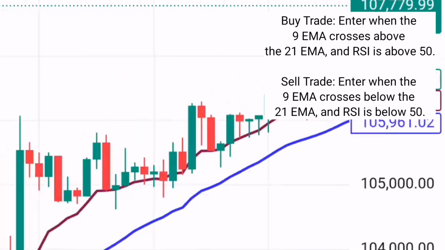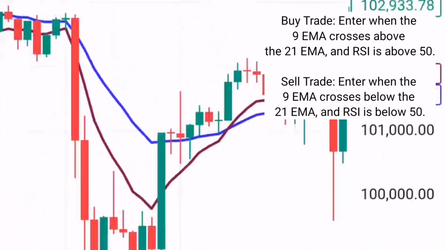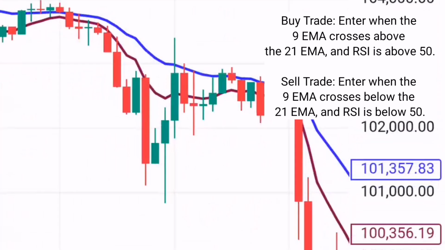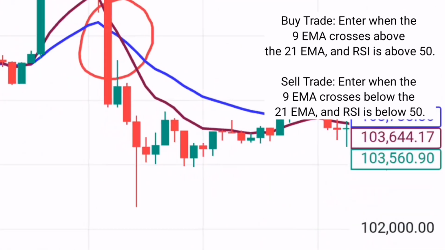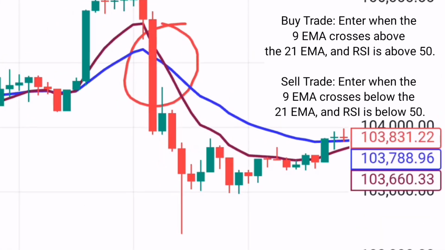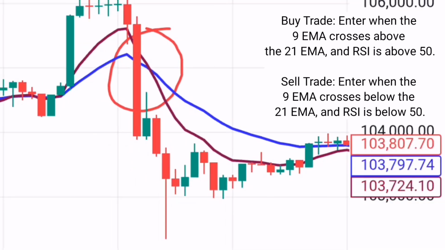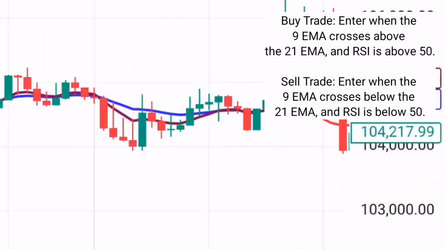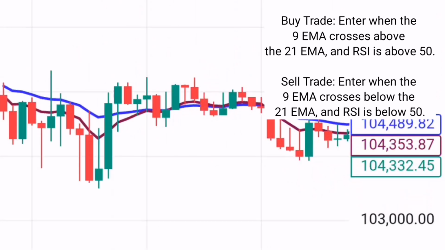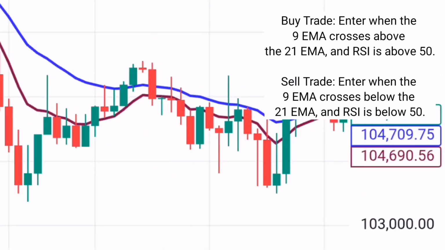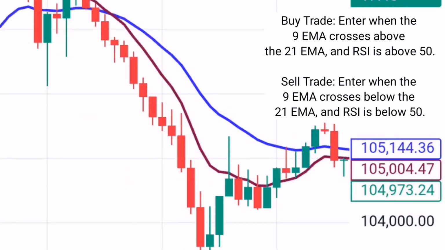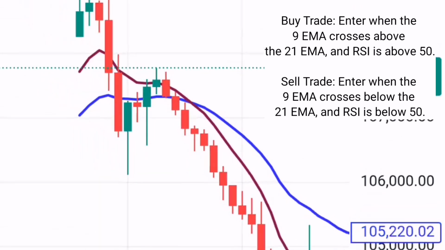Stop loss placement. Protecting your capital is the most important part of trading. For buy trades, place your stop loss just below the recent swing low. For sell trades, place your stop loss just above the recent swing high. This placement gives your trade enough room to breathe while limiting losses if the market reverses.